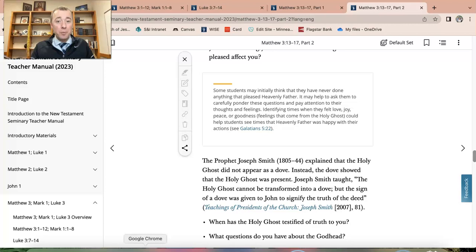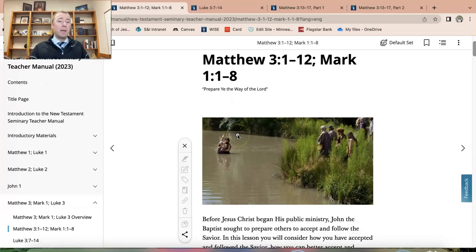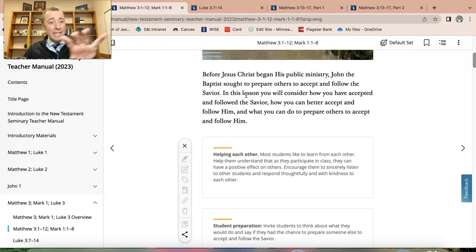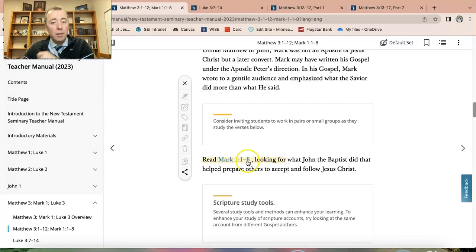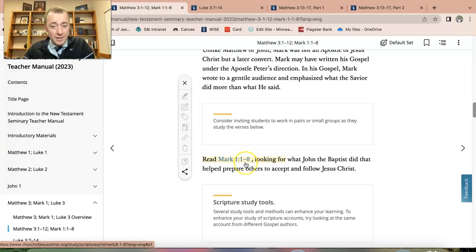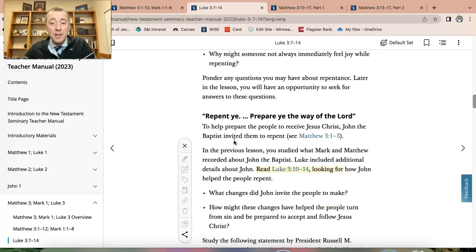And so I'll bring you into this week of lesson material for Matthew 3, Mark 1, Luke 3. Let's go to the very first lesson for this week in Matthew 3, 1 through 12, and Mark 1 through 8. And I have highlighted in this lesson content all of the look for questions. So as I scroll down here, these are the specific look for questions right here. This is the wording of them in the curriculum. Matthew chapter 1, look for this when you read verses 1 through 8. As you read Matthew 3, look for this. Here's Luke 3, here's the specific wording of the look for questions. As you read Luke chapter 3, look for that.